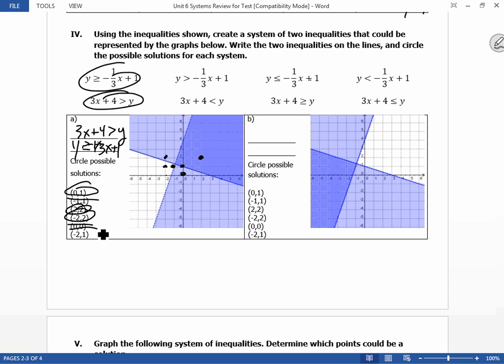And for this one, once again, we can do the exact same thing. No. Yes, because it's on the line. If it was on a dotted line, it would not be part of the solution. 2, 2, no. Negative 2, 2, no. 0, 0, no. Negative 2, 1, yes.